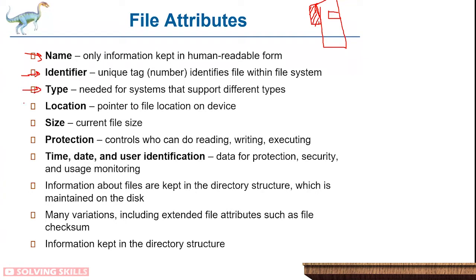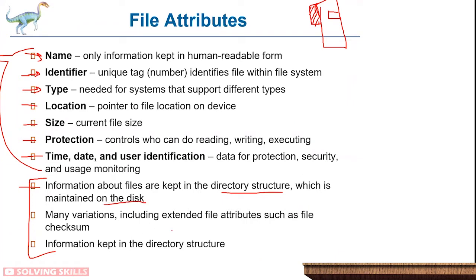Just like that, we have a file identifier as well. Then there is file type, then file location, then file size, and then the protection information, like who can read, or user rights to the file, and then there are time, date and user identification, all of these kinds of stamps on the file, which tell you when the file was created and when it was modified, etc., and information about files. So these things are slightly different. All of this information about the files is stored in the directory structure, which is maintained on the disk alongside the files.